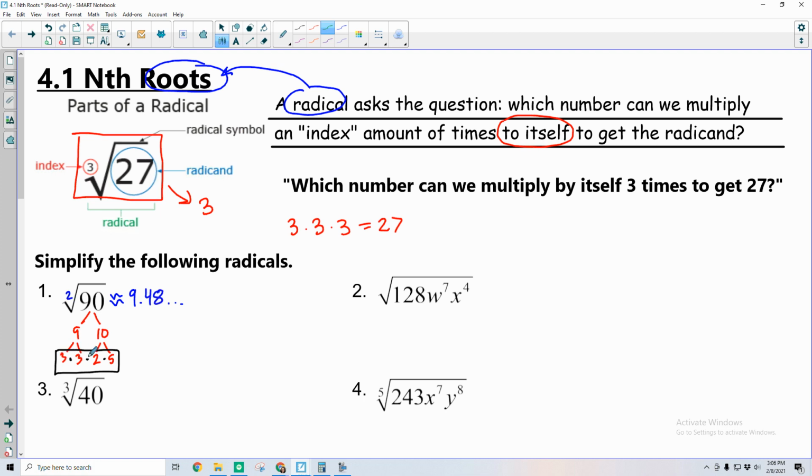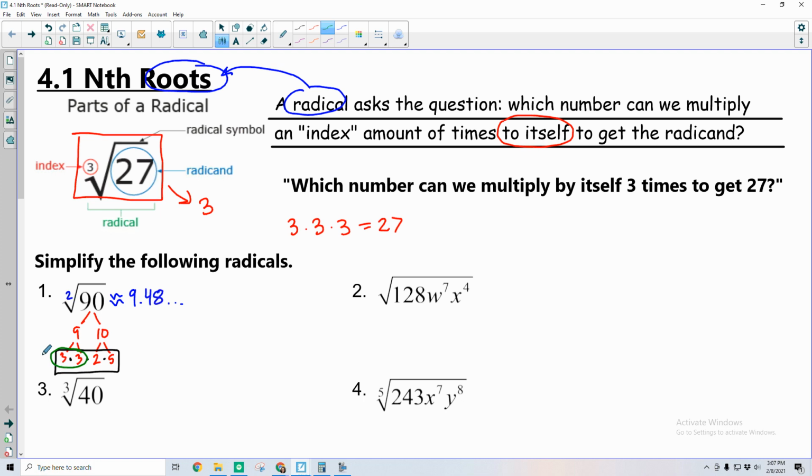Now, once we find the secret code for your number, this secret code that's unique to 90, to simplify this we're now going to look at the index. The index tells me that if I see any number twice, I can actually remove it from the radical. So obviously I see 3 twice, so I can remove that from the radical.